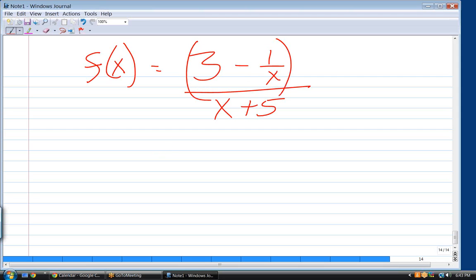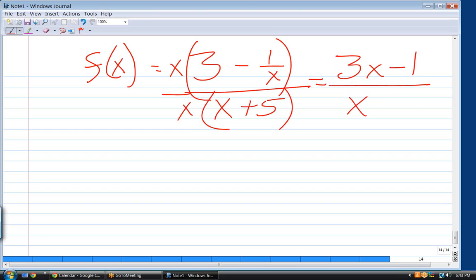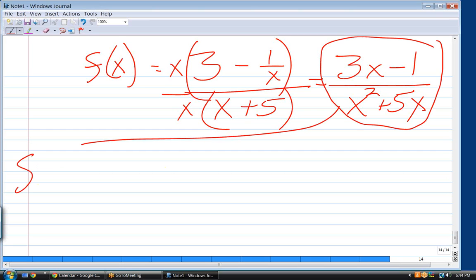I'm going to multiply the whole top by x. I'm going to multiply the whole bottom by x. All I'm doing is multiplying that fraction by the number 1. Which turns it into 3x minus 1 over x squared plus 5x. Now this is easier to deal with than this was. So let's start from there and come up with f prime of x.